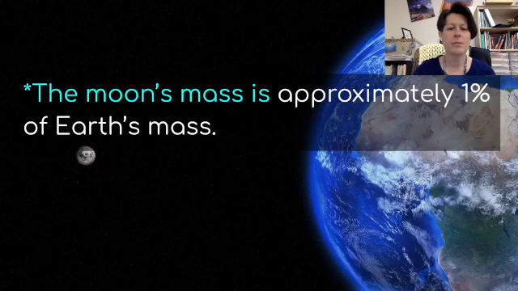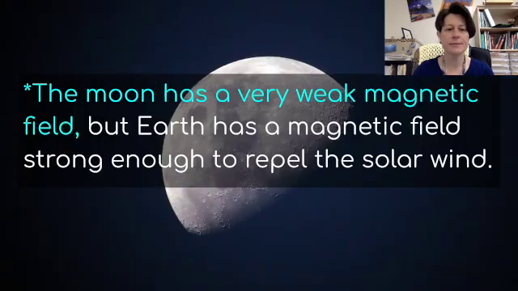So very small mass. The Moon also has a very weak magnetic field, but Earth has a magnetic field strong enough to repel the solar wind. So even if the Moon had water and different things on it, the radiation from the solar wind would make it inhospitable for life as well. And in fact, when astronauts go into space, they have to wear special gear and they have to be protected in such a way to protect them from that radiation.